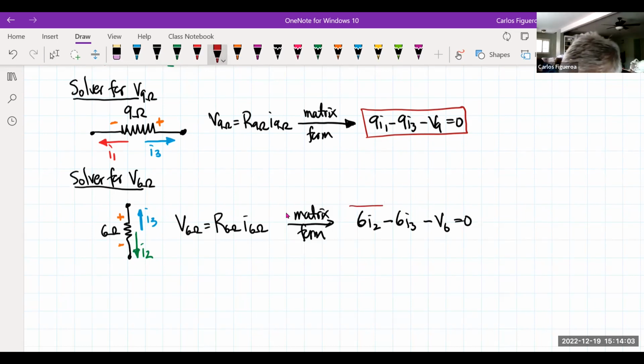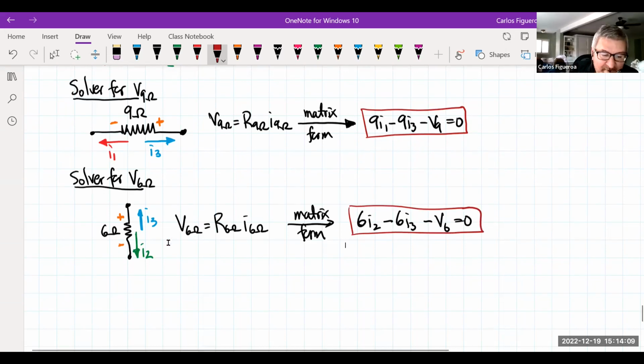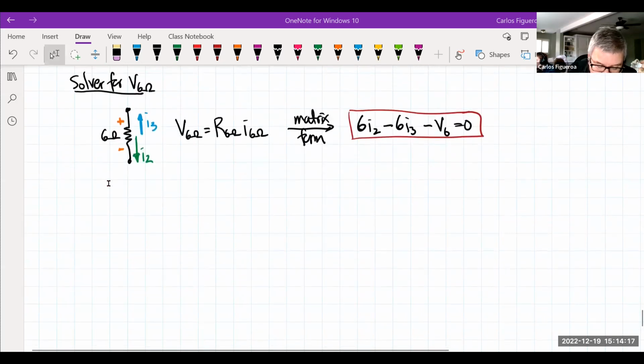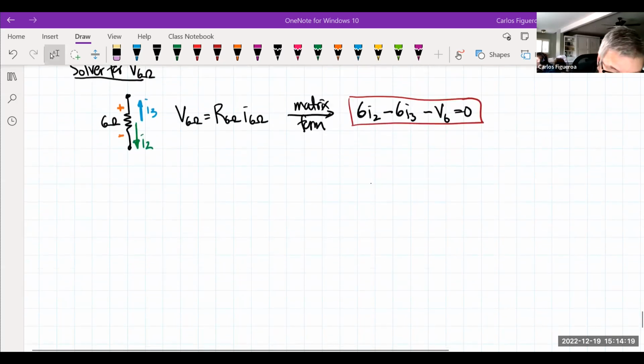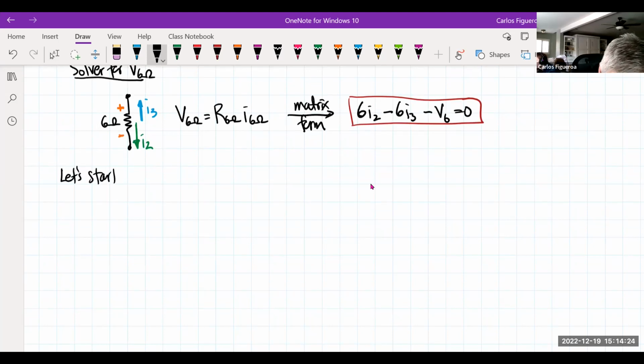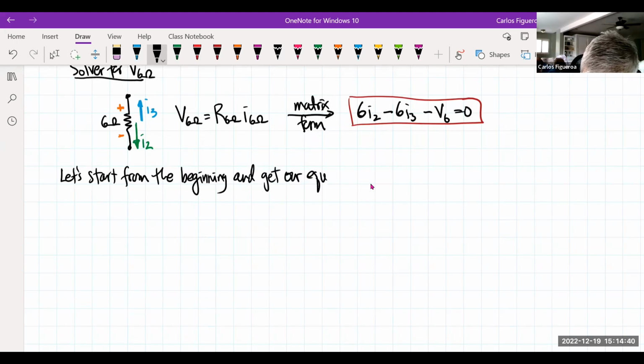So now I have all my solver equations. Now I'm going to put this all together. If I put this all together, how about if we start from the beginning, just to be clear on how we do this. So here we go. Let's start from the beginning and get our equations.